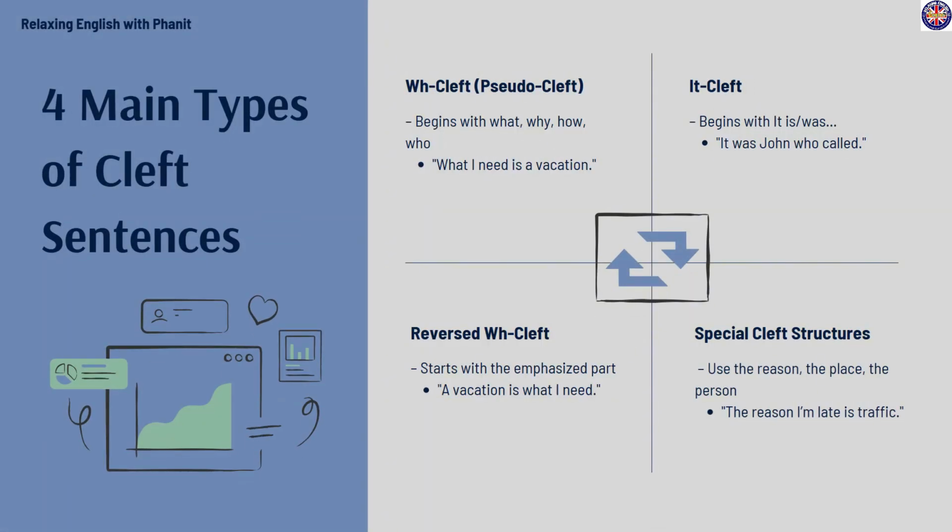There are 4 types of cleft sentences. First, WH-clefts, like "what I need is a vacation." Second, IT-clefts, such as "it was John who called." Third, reversed WH-clefts, like "a vacation is what I need." And finally, special structures, such as "the reason I'm late is traffic." We'll explore each in detail.